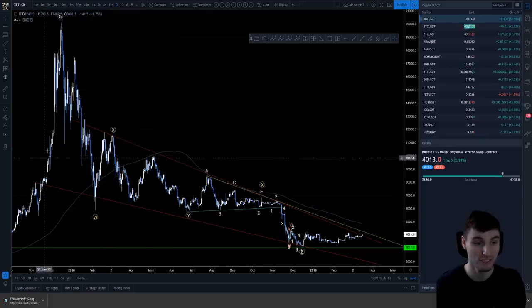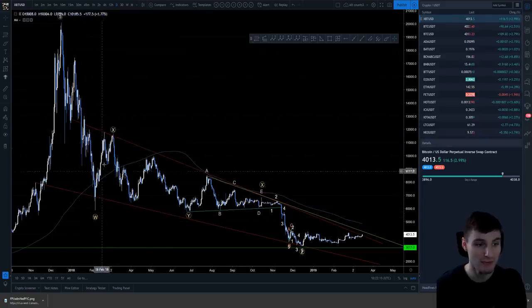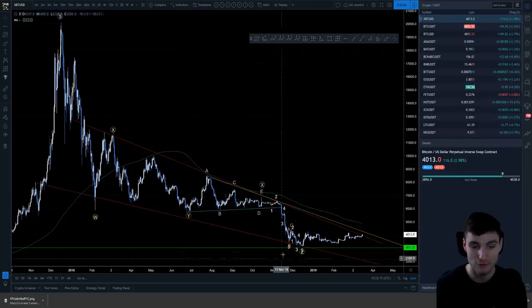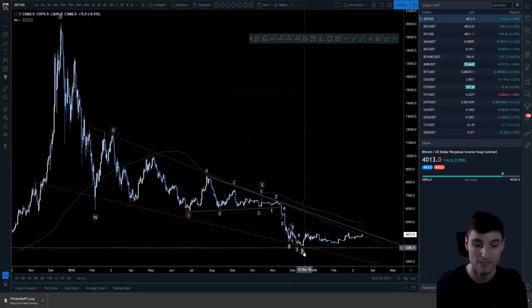Obviously, just looking here, ABC in the W, ABC in the X, ABC in the Y, ABCDE in the X, and then coming down for an ABC to finish here with the Z wave.